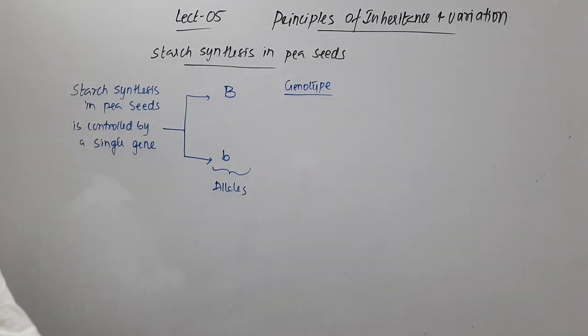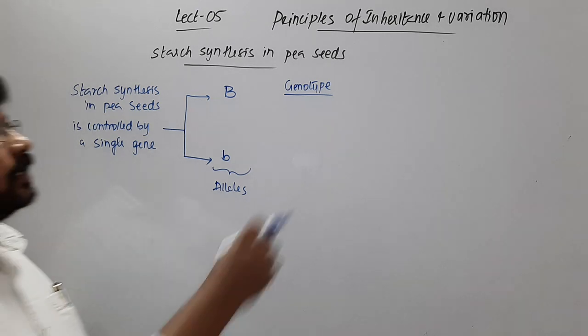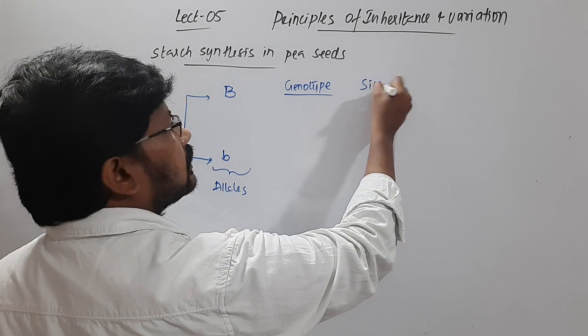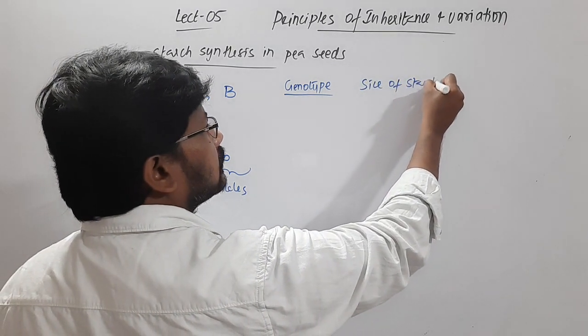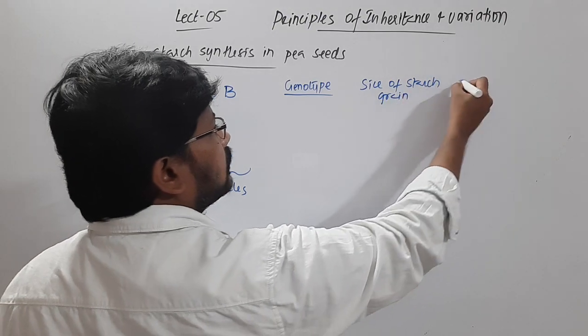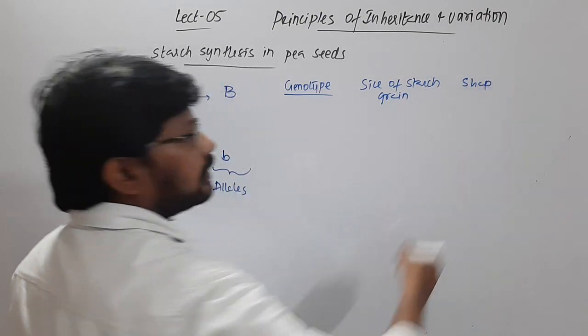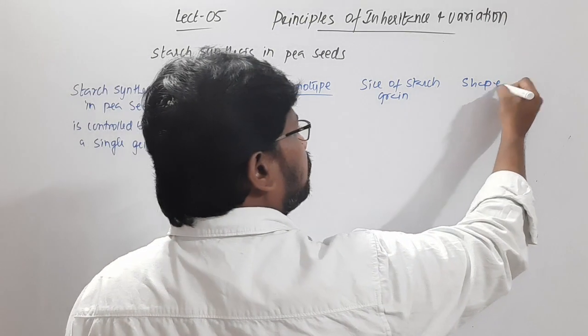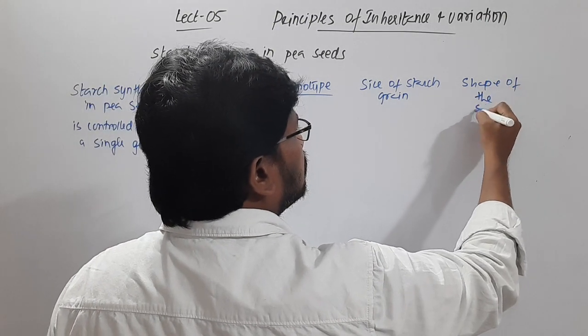Okay, so let's see in a tabular form. So here, size of starch grain, and shape of the seed.